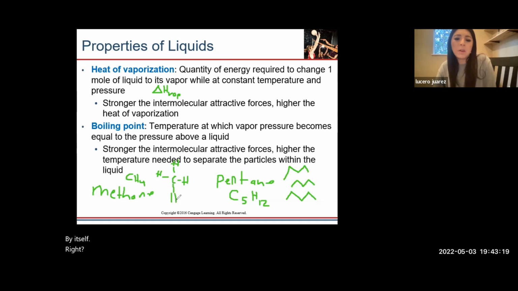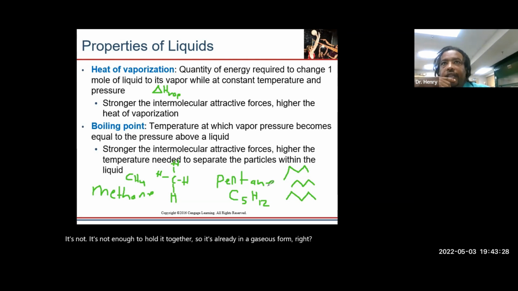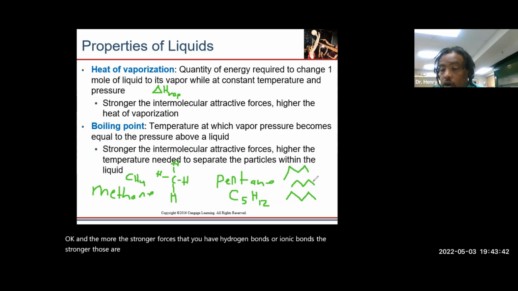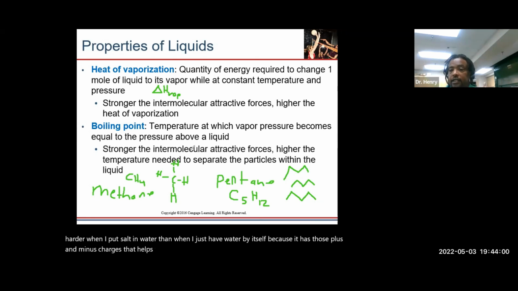So that one carbon is just not enough to hold it together, so it's already in a gaseous form, right? Whereas this guy is enough for these molecules to interact with each other and hold each other together. The stronger the forces you have, like hydrogen bonds or ionic bonds, the harder they hold things together, so it's harder to separate them. For instance, if I put salt in water, the heat of vaporization is going to be a lot higher than when I just have water by itself, because the plus and minus charges help hold that water in place.